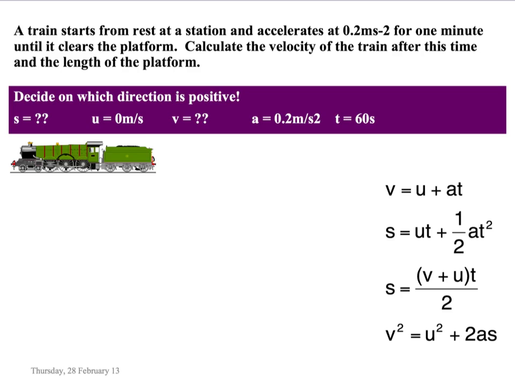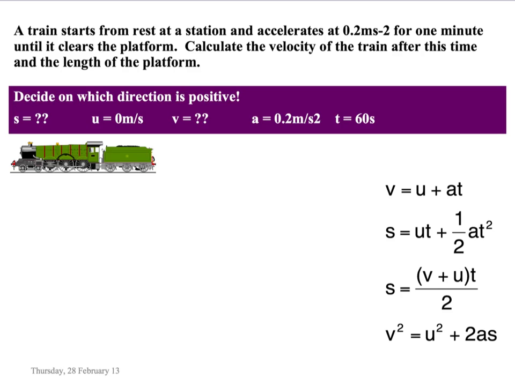In step 2, we need to look at the question and decide on the information that we're given and the information that we need to find out. And we do this by actually following these steps up here. I always write this out, S, U, V, A and T, and then I look at the question and decide on what I'm given and what I need to find out.